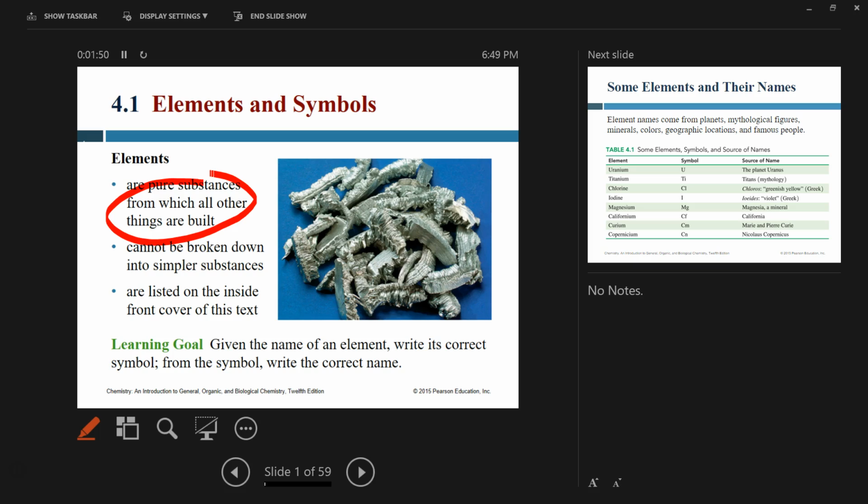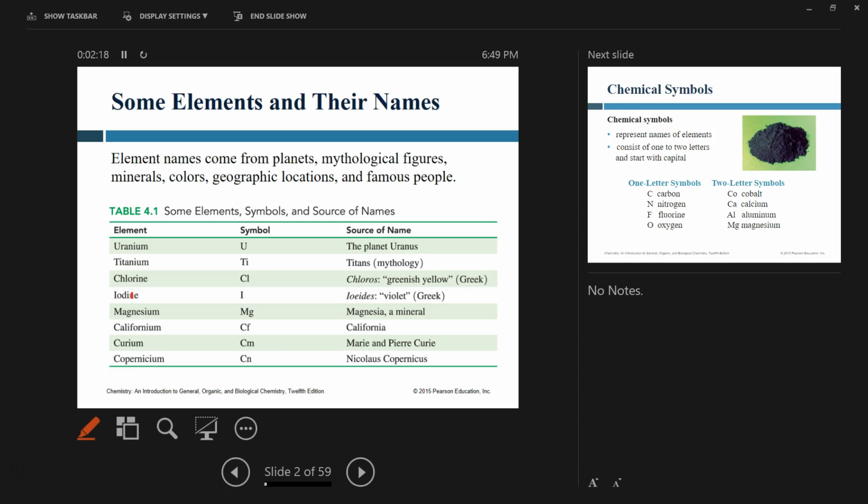The distinctive feature of any element is that it cannot be broken down into anything simpler. So hydrogen is hydrogen. You cannot make it anything else than hydrogen chemically. It's always going to be hydrogen. Hydrogen atom is hydrogen atom. Now, in your textbook, elements are on the, what they call it, inside front cover. Okay. So, these are the names for the elements.